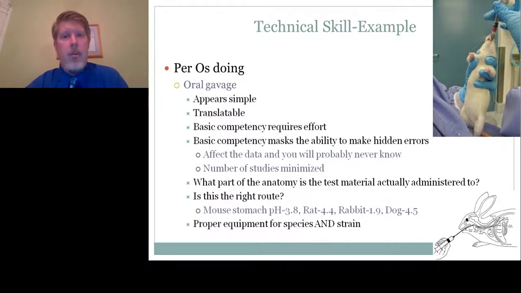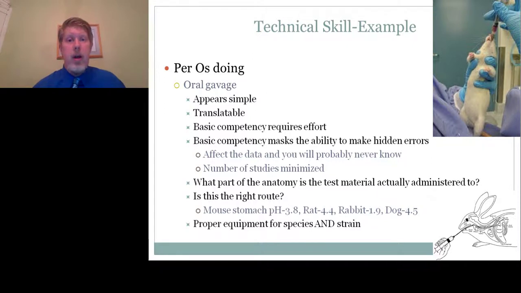And yes, it requires a fair amount of practice and work to get a basic competency in this. The problem is basic competency isn't enough. There are so many opportunities in this, one of the most simple and straightforward of techniques, to create hidden errors. And the real problem is it will affect your data, and you will never know that your data has been compromised. All you know is what is on your Excel sheet or in your graphs or what have you at the end, but you don't know that that data has been compromised by how you acquired it.